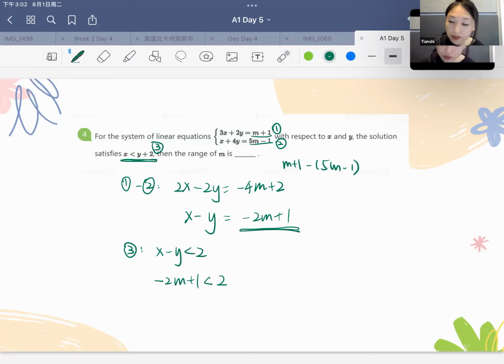So -2m plus 1 is smaller than 2. So -2m is smaller than 1. And then we can divide both sides by -2. So m will be larger than -1/2. And in the last step, don't forget to flip the sign because we need to divide by a negative number on both sides of the inequality.